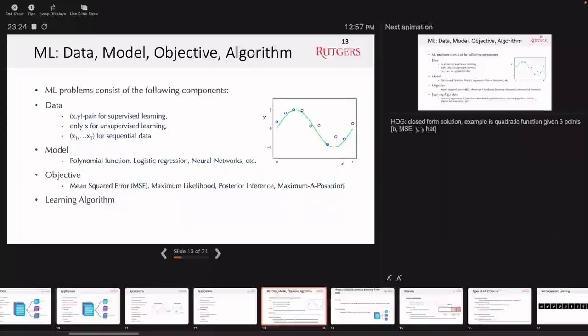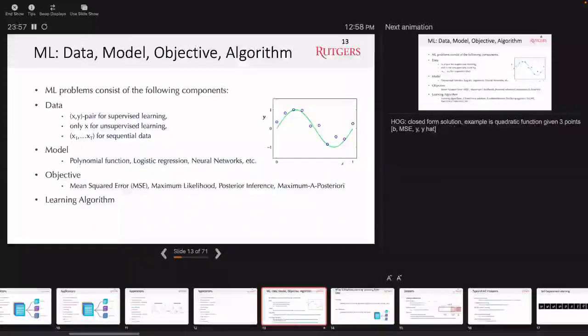Literally, MSE means you have some kind of error, and you square it, and you take the mean, right? So let's say that, back to this example, you have 10 data points. For each data point, you have the ground truth y, and you also have your model prediction. Let's call it y hat, right?